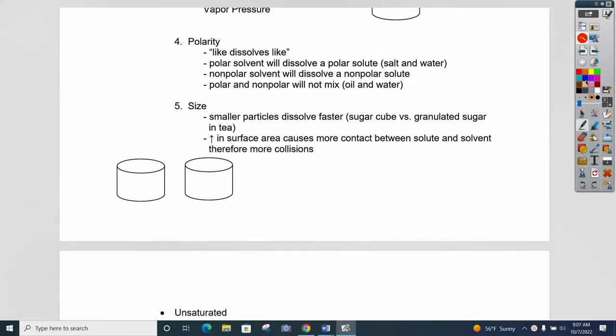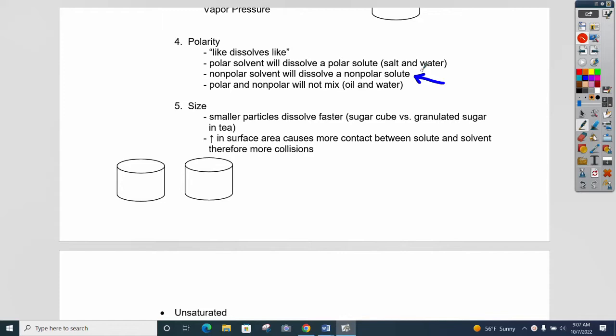To remember this, I like the phrase "like dissolves like," meaning something polar will dissolve in something polar. The more polar your solute, the more polar your solvent, the more likely they are to dissolve in each other. Okay, if you've got two nonpolar substances, we say they dissolve in each other, and they don't really stick to each other, but they just don't mix with anything polar.